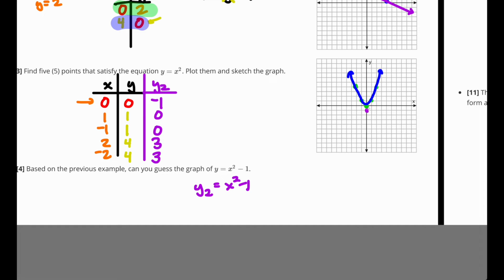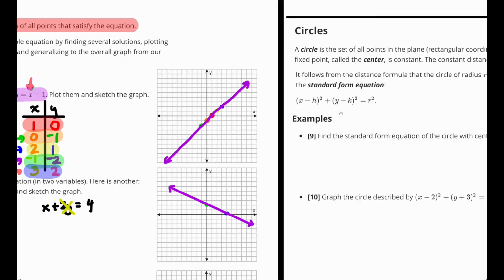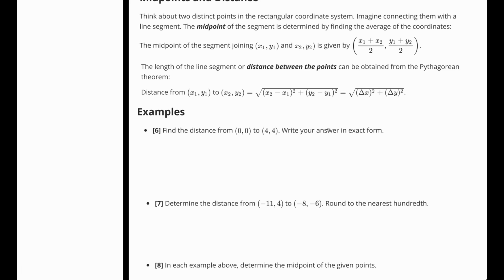So 0 comma negative 1, 1 comma 0, 1 comma 0, 2 comma 3, 1, 2, 3, 2 comma 3, something like that. So you can actually see it's the same thing as what's above it. It's just shifted a little bit. Shifted downward 1 because of that minus 1. Okay, that's basically the transformation that happens. So it says, can you guess? Kind of a weird question without actually having a question mark there. But basically the guess is that it's 1 lower in all the values. So, all right, let's keep going here.